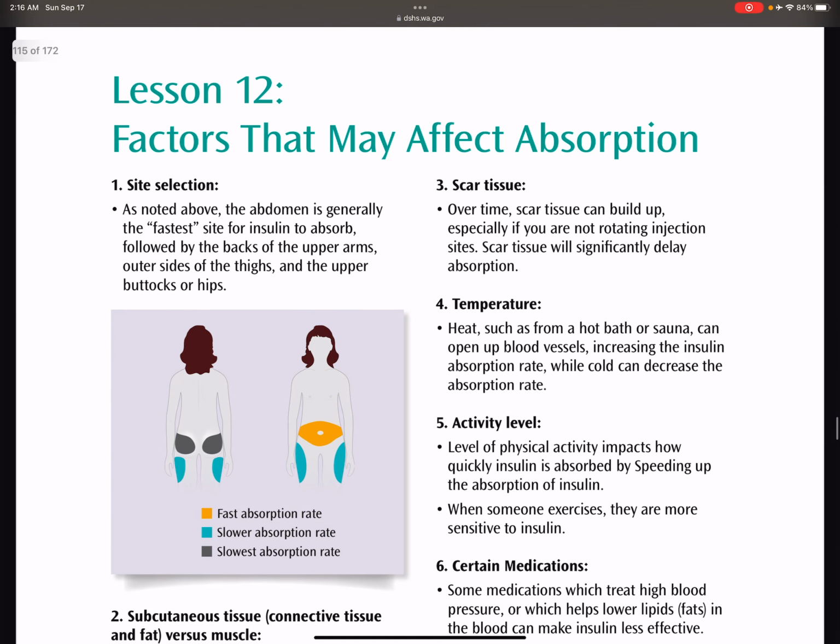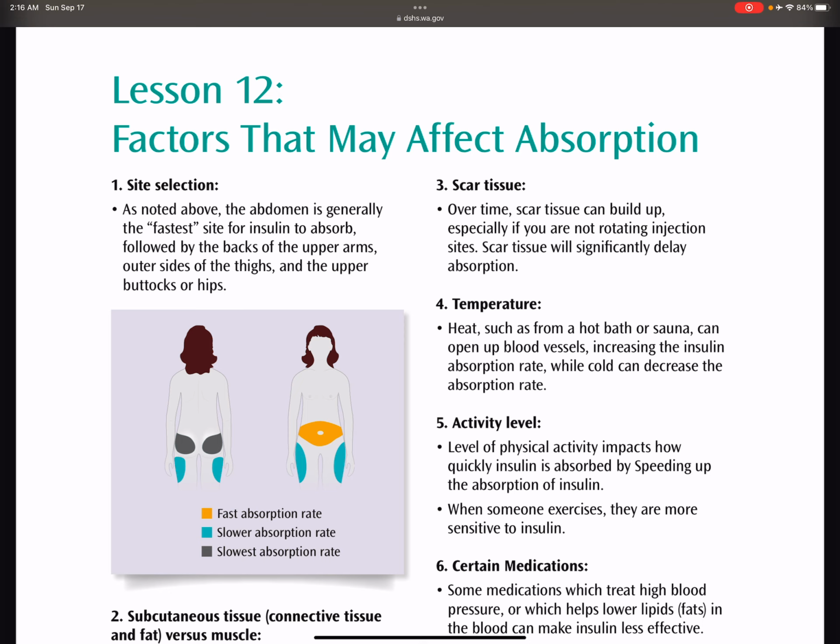We're moving to the next lesson, which is lesson 12. This one is a very short lesson too. It's about factors that may affect absorption. One is site selection.